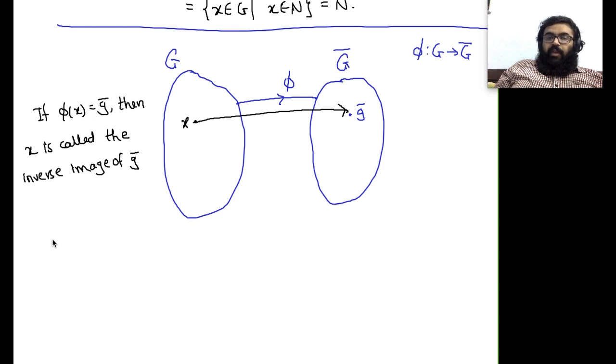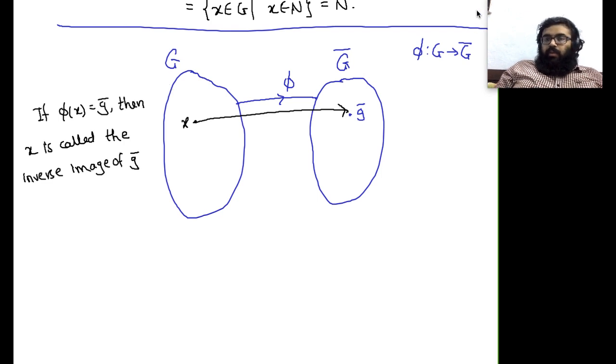If phi of x is g bar, then x is called the inverse image of g bar. So g bar is called the image of x, because phi maps x to g bar, phi of x equals g bar, and x is called the inverse image of g bar.